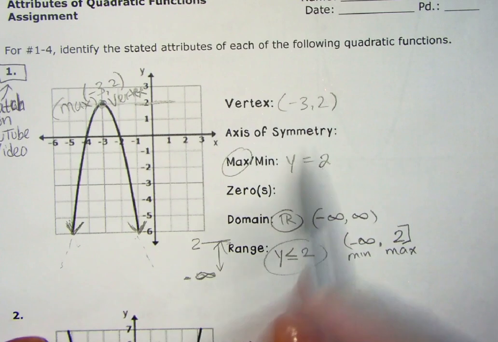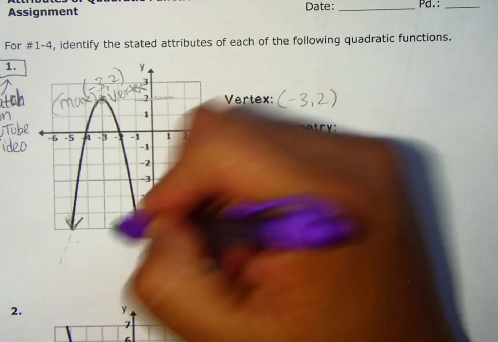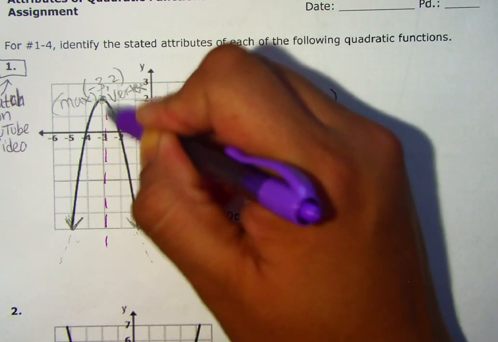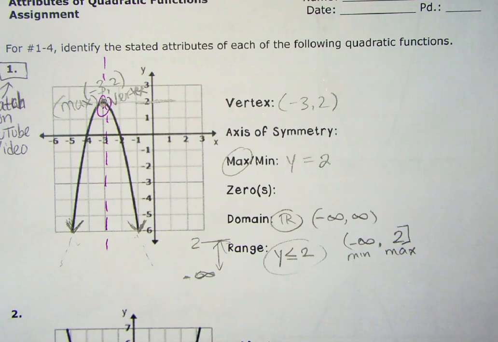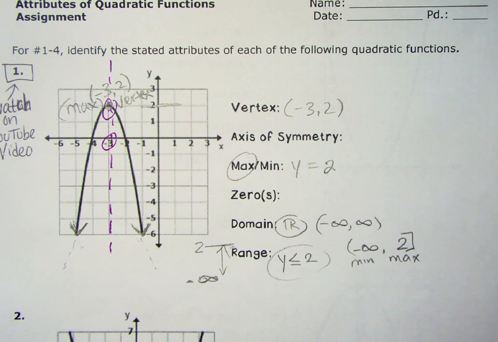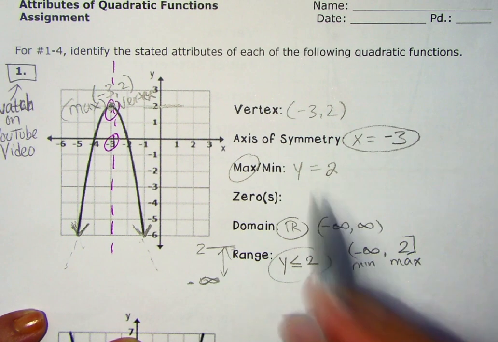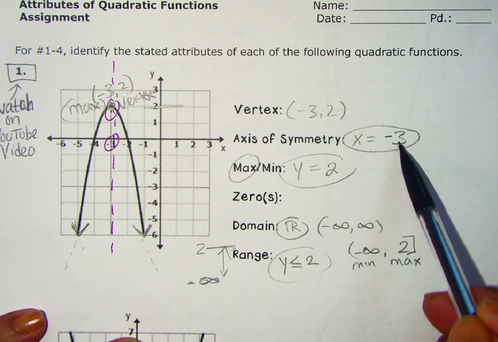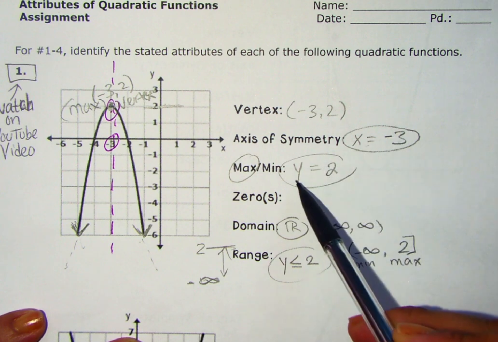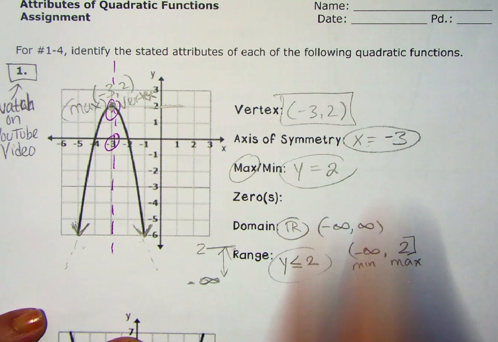So the other attributes, the axis of symmetry, we talked about showing that with an invisible line that cuts through the middle where that vertex is at. And it's just pretty much saying where that line is going to be. So we're going to say that the axis of symmetry is x equals -3. And as I mentioned before, these two, the axis of symmetry and the minimum or maximum value put together create your vertex. So just keep that in mind as you proceed with the next problem.